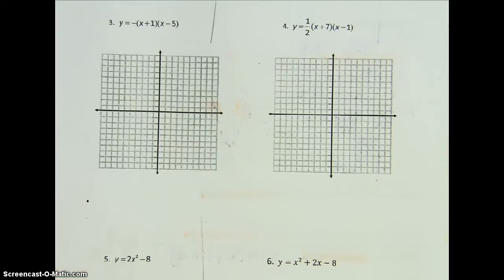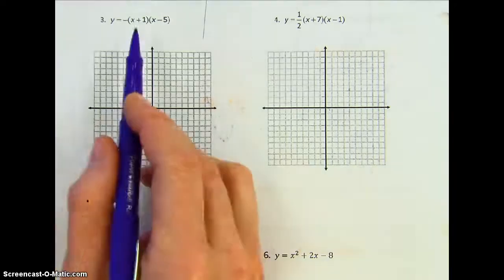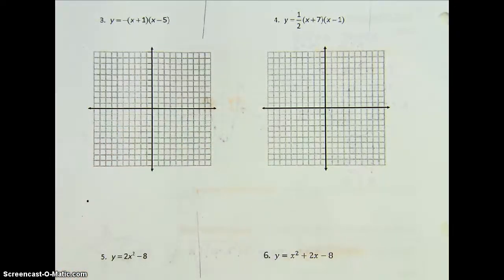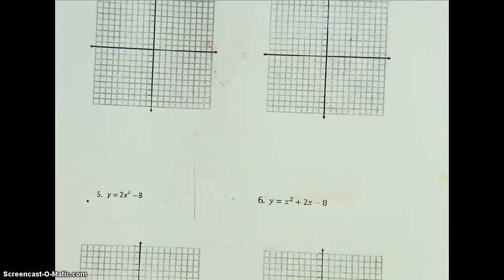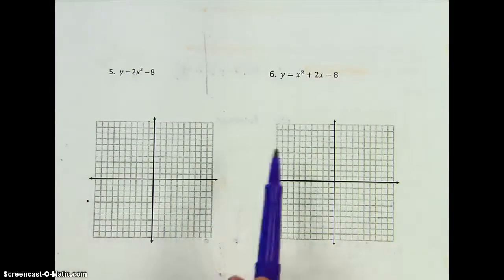So flip your paper over. Okay, so now that you have your paper flipped over, you will notice 3 and 4 are factored. So you're ready to do your 3 steps. Find the intercepts, find the middle, plot. Same thing with 4. However, I do want to skip down to number 5 and number 6 because you will notice they are not factored.